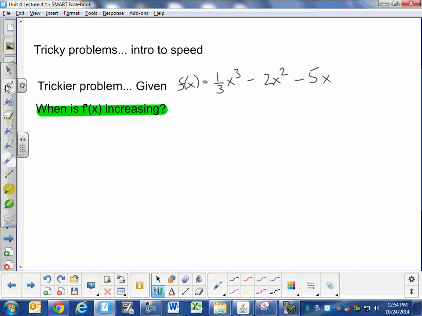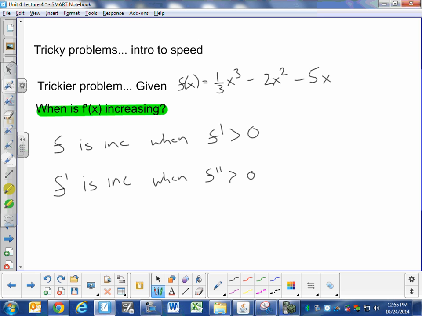Here's the thought process. F is increasing when what? When f prime is positive. Good. Well, let's go down a step. F prime is increasing when what? F double prime is positive.